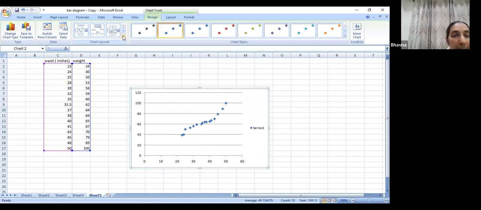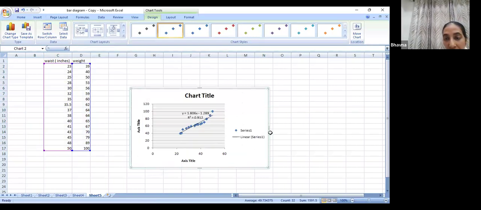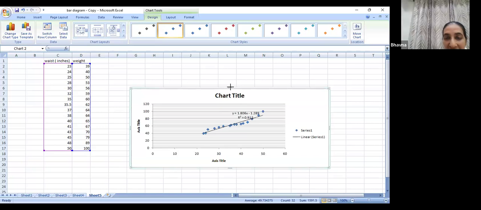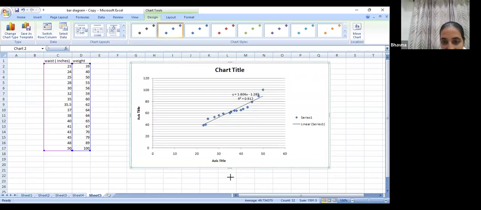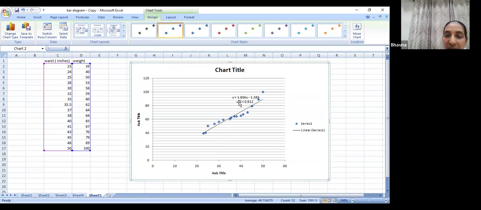Can you see this? See, Excel is also giving you a regression equation. You can see R square here. This R square is also called the coefficient of determination. This is beyond the purview of this course, but I just want you to know that a simple scatter plot with a line is telling you that as your waist circumference is increasing, the weight is also increasing correspondingly. See, this simple line tells you that there is a strong correlation between these two variables.